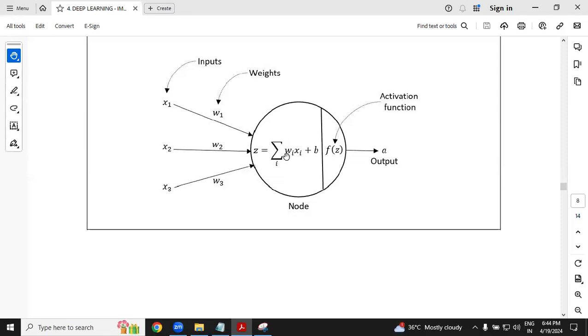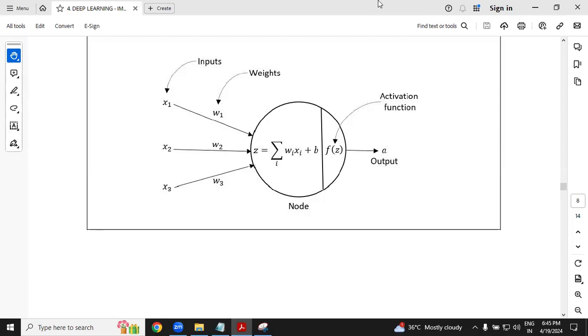I mean to say that w1 into x1 plus what is the next value? B value. Here, instead of i, all features will come. Instead of Wi, all weights will come. Instead of Xi, all inputs will come. All inputs, actually. Then the summation is happening.